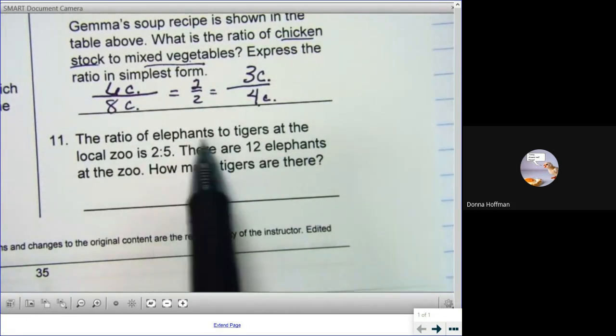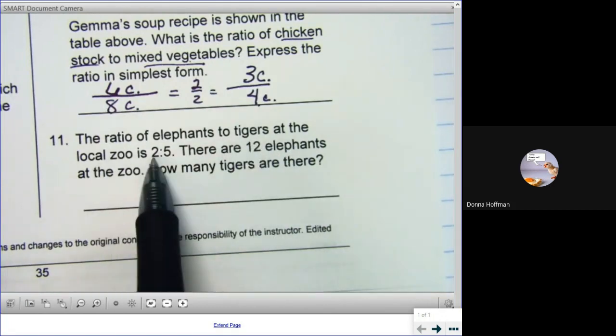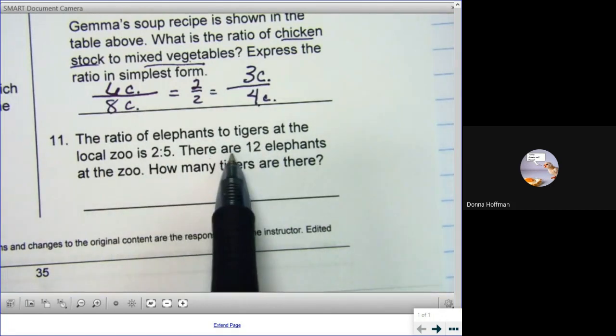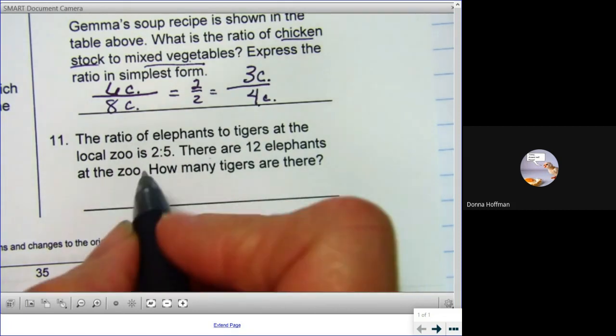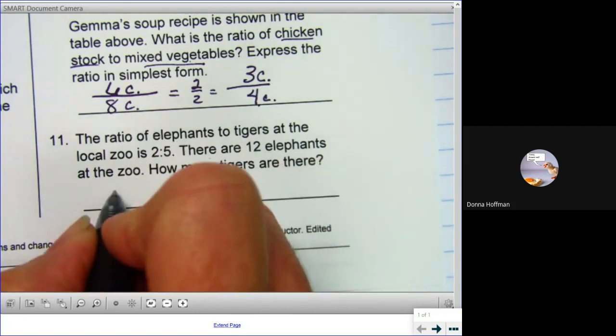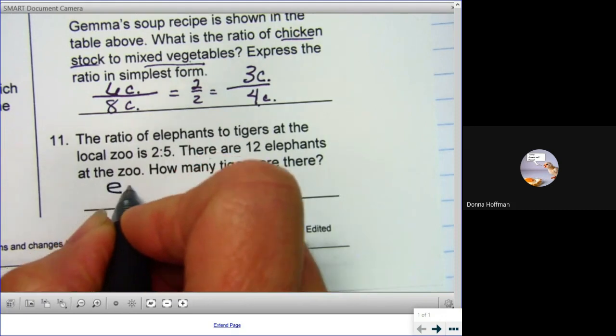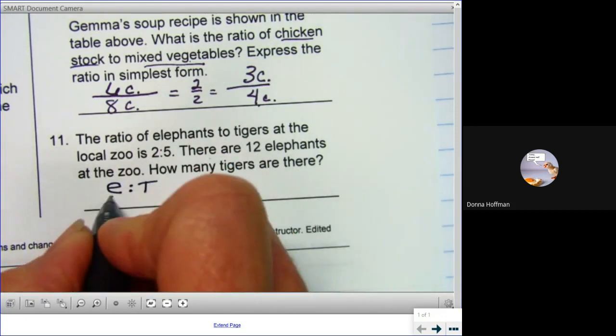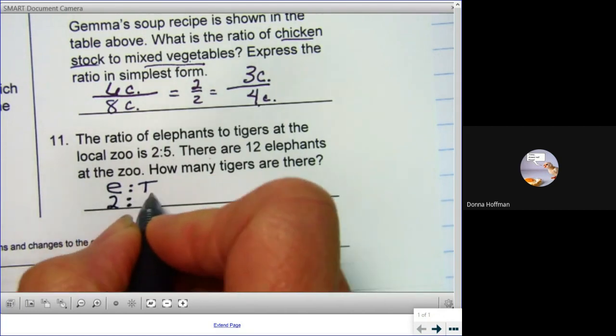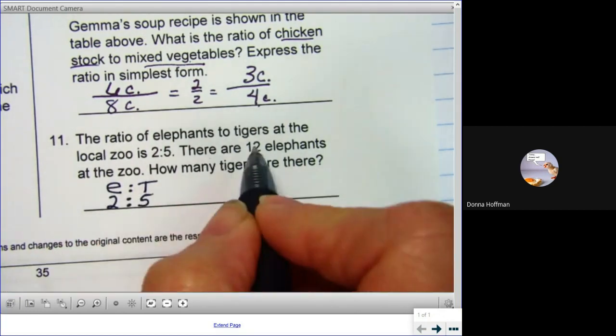The ratio of elephants to tigers at the local zoo is 2 to 5. There are 12 elephants at the zoo. How many tigers are there? Okay, so we've got elephants to tigers. Elephants to tigers, it's 2 to 5. There are 12 elephants.